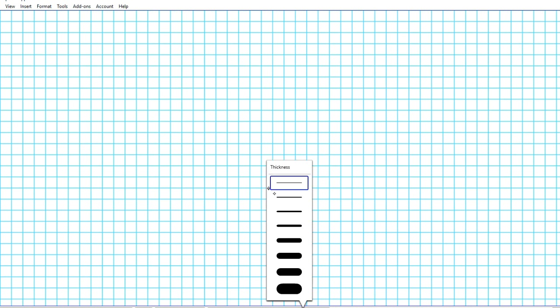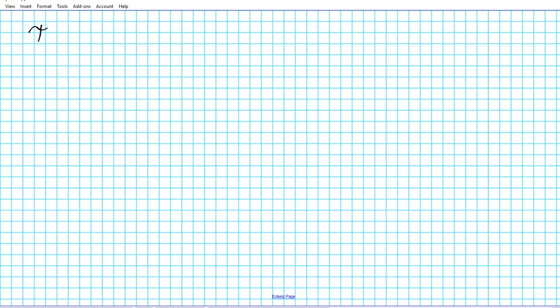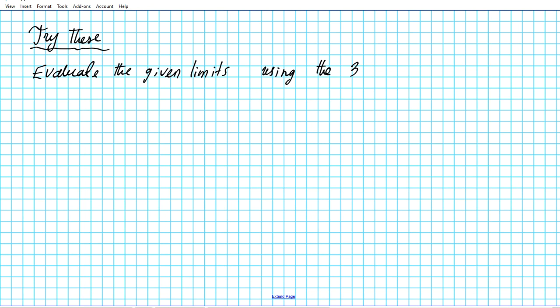Alright, so how well did you master the contents of this presentation? To demonstrate mastery, we'd like you to try out the following problems. So try these out. So the task is as follows. We'd like you to evaluate the given limits using the three methods presented or discussed. Okay, so the three methods we discussed earlier, we'd like you to use it to find the limit of the following.